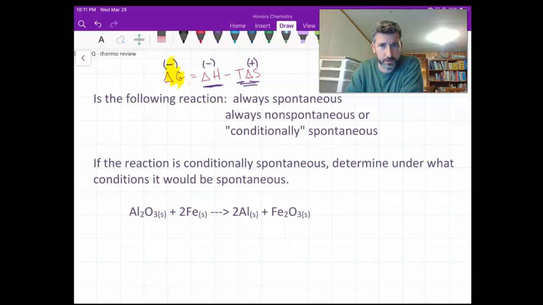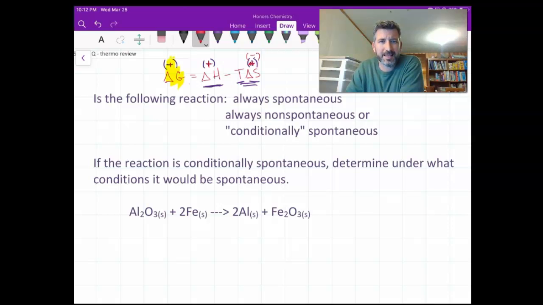And the reverse is true. If I had a positive delta H and a negative delta S, the opposite would be true, right? You have a positive minus what will be a negative. So essentially a positive plus a positive, which will give me a positive delta G. And if it's a positive delta G, it's a non-spontaneous reaction. Okay.